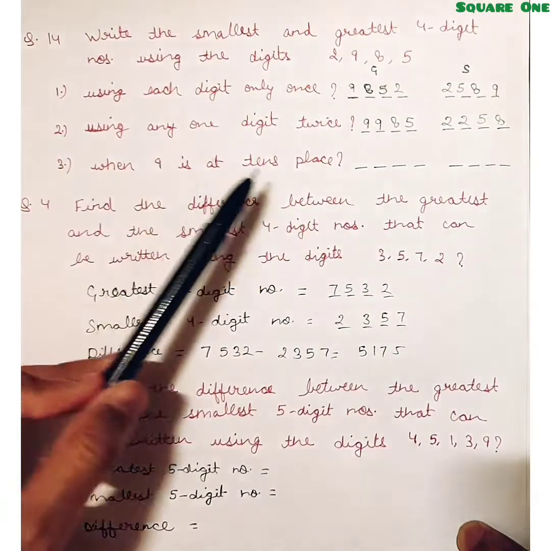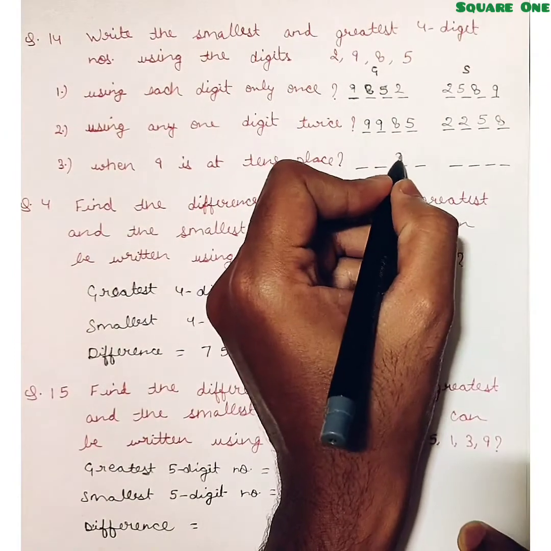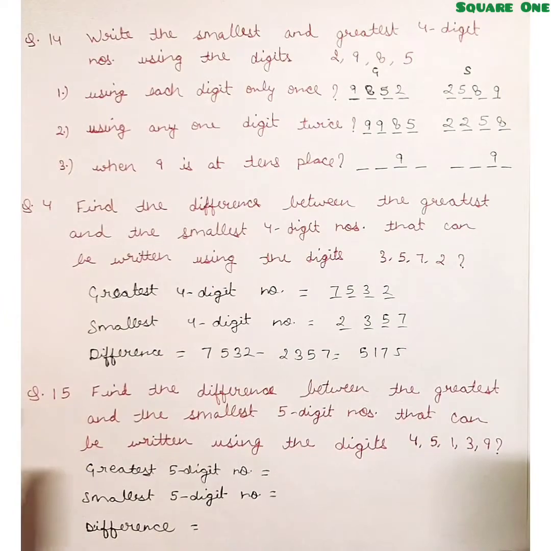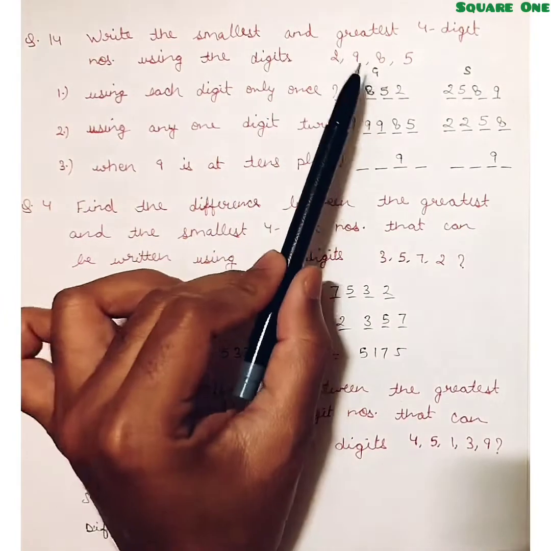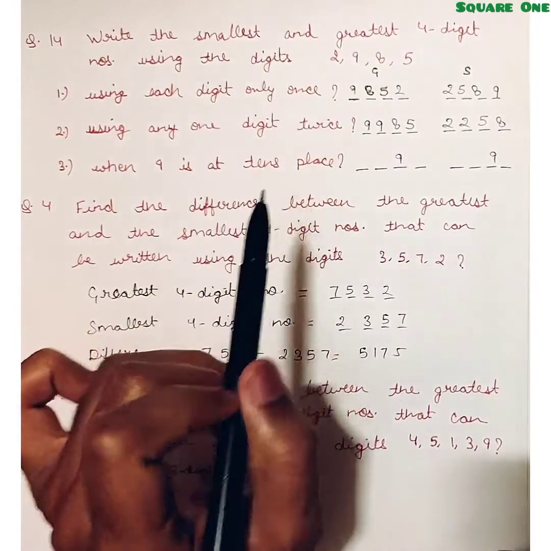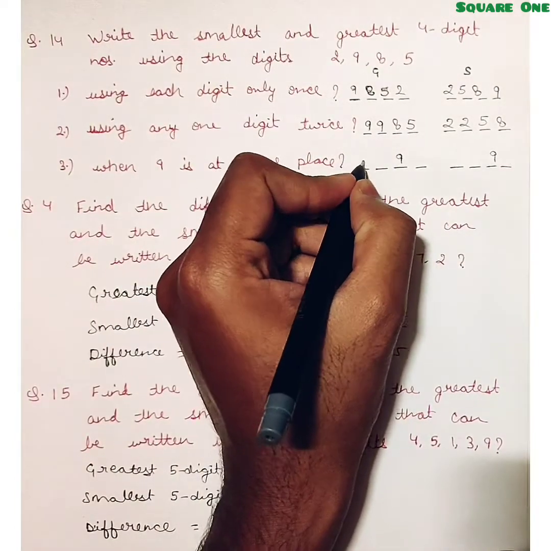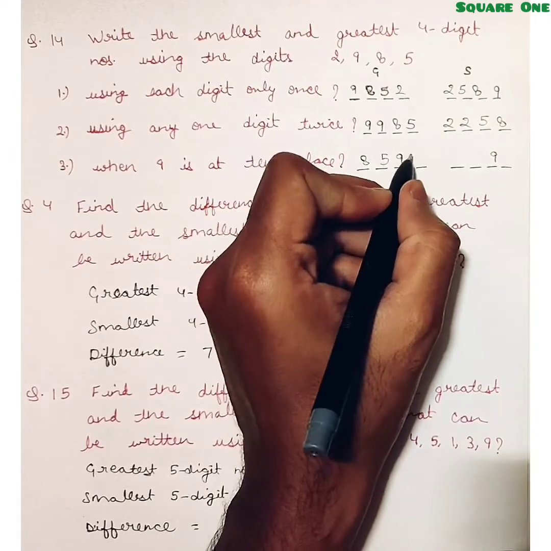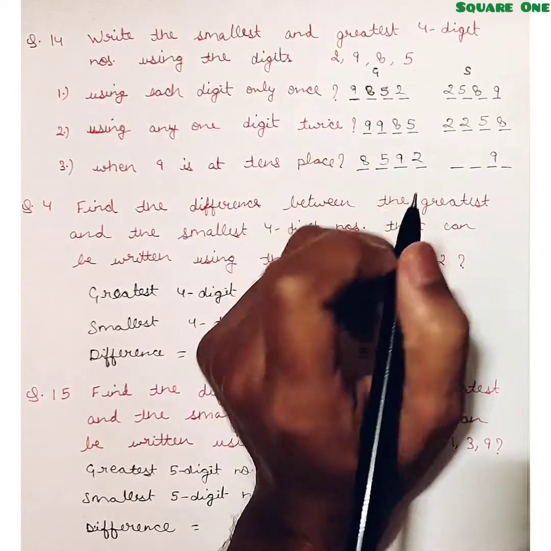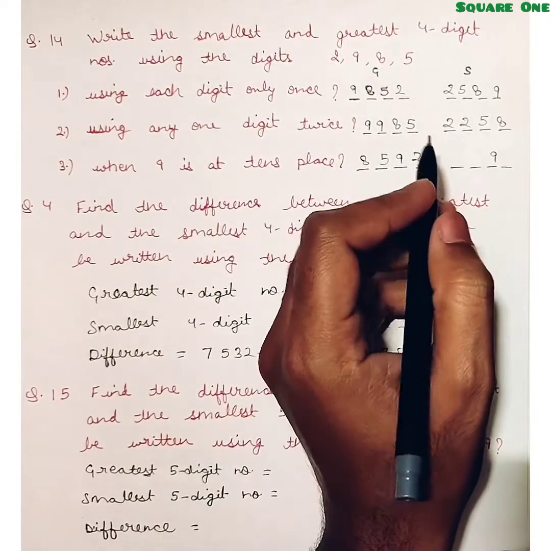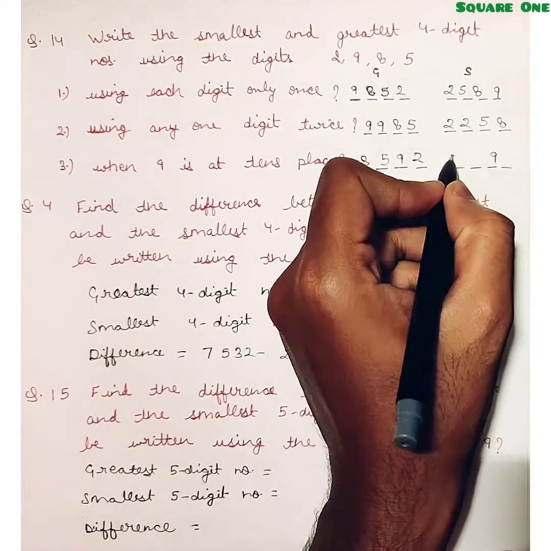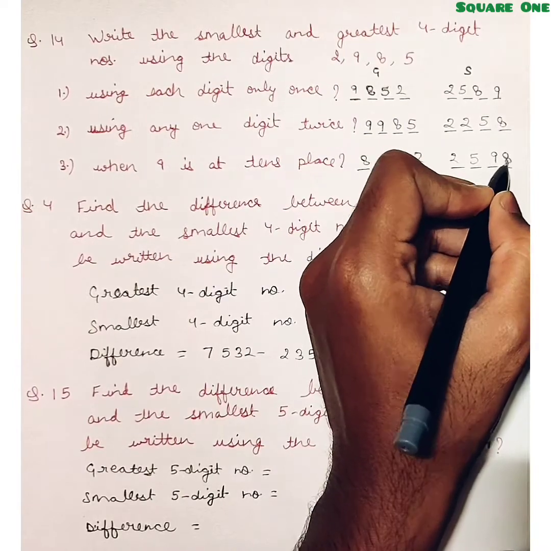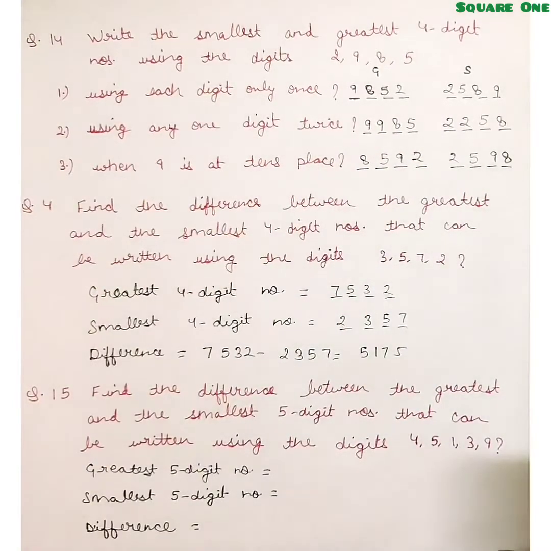Now when 9 is at 10th place, we write 9 at 10th place in both the numbers. Besides 9, the other digits that I am allowed to use are 8, 5, and 2. So let us form the greatest number. It will start from 8 since 9 is already used. Then next we have 5, and then we have 2. To form the smallest 4-digit number, we'll start from 2, then we have 5, then 8. 9 is already used at 10th place, so we cannot do anything about it.